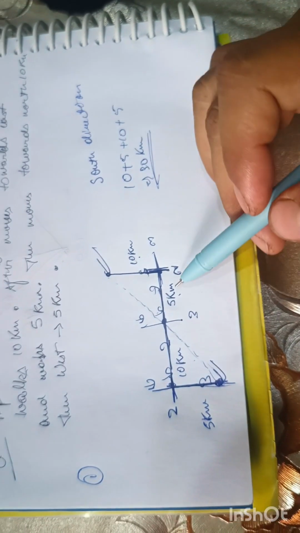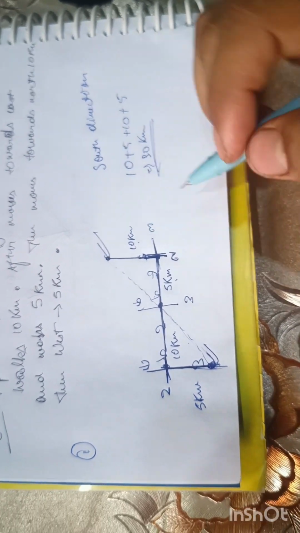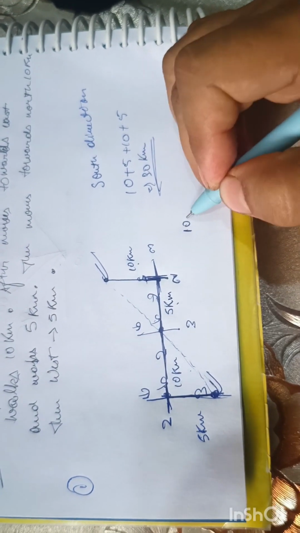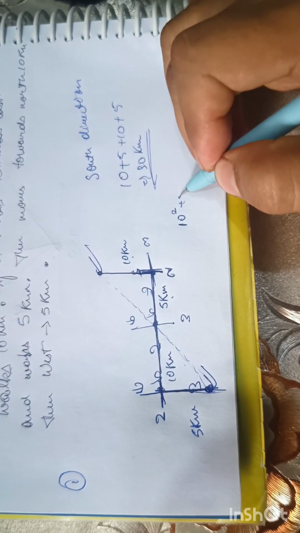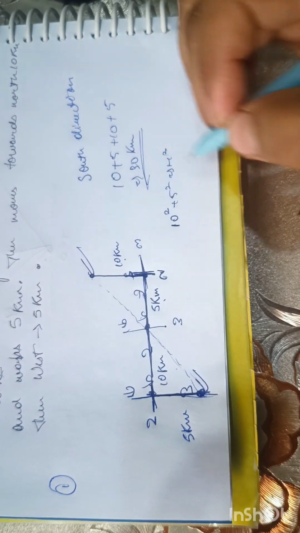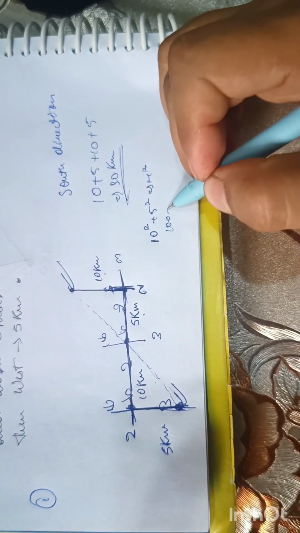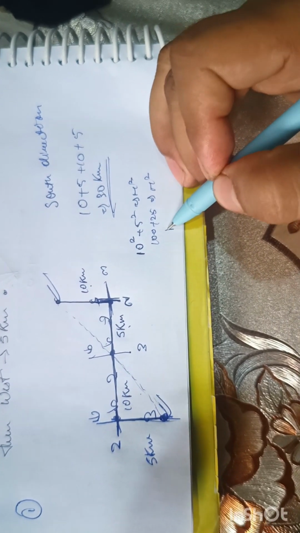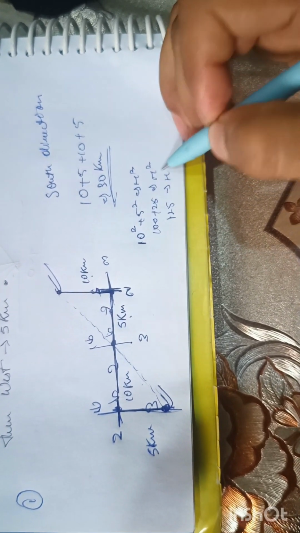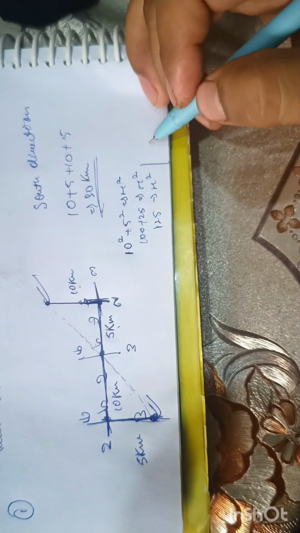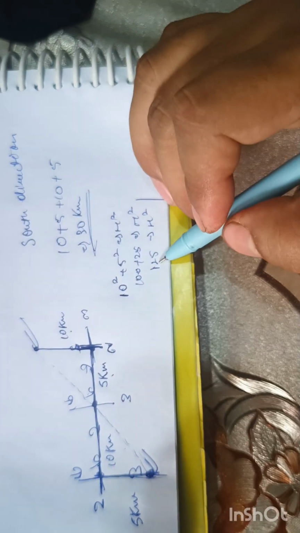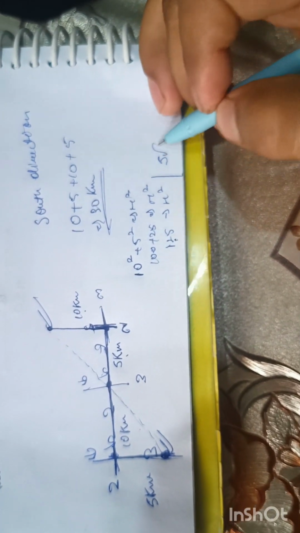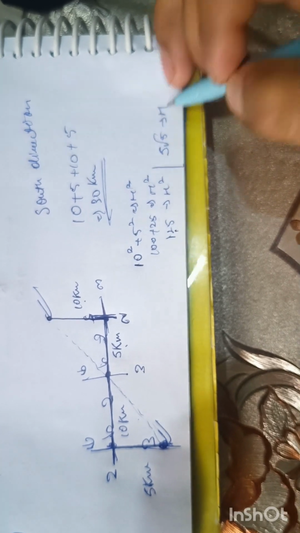We have to calculate by this Pythagoras theorem. 10 square plus 5 square equals hypotenuse square. 100 plus 25 equals hypotenuse square. 125 is hypotenuse square, so it means it is a cube of 5. So 5 under root 5 equals the hypotenuse.